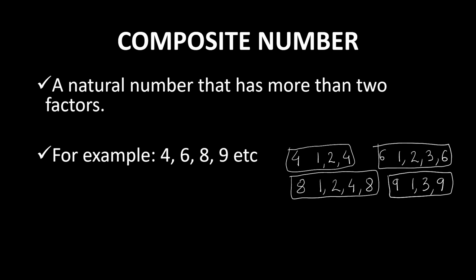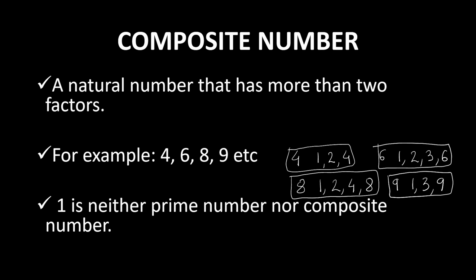Now, what about 1 then? Is it a prime number or a composite number? So, please make a note of it. 1 is neither prime nor composite, because 1 does not have 2 factors or more than 2 factors. Therefore, it is considered to be neither a prime number nor a composite number.